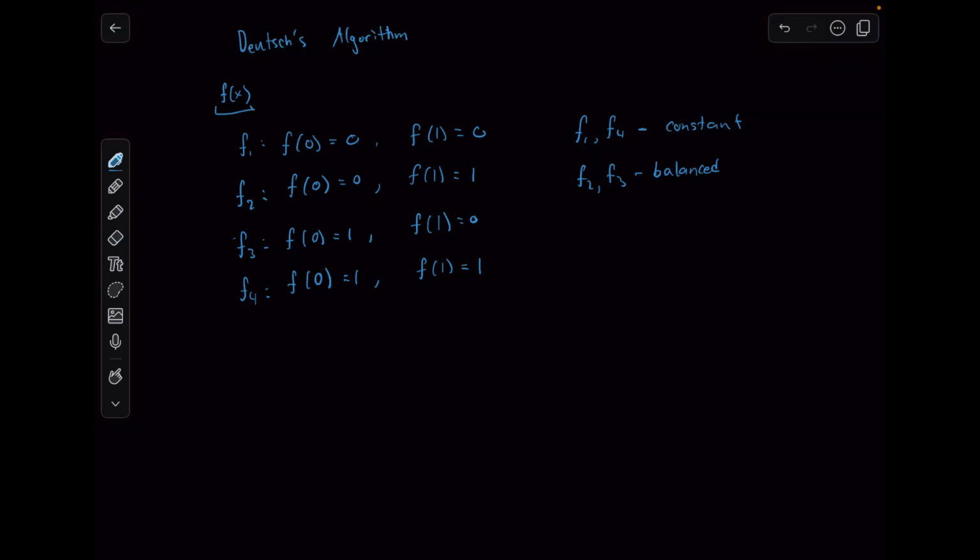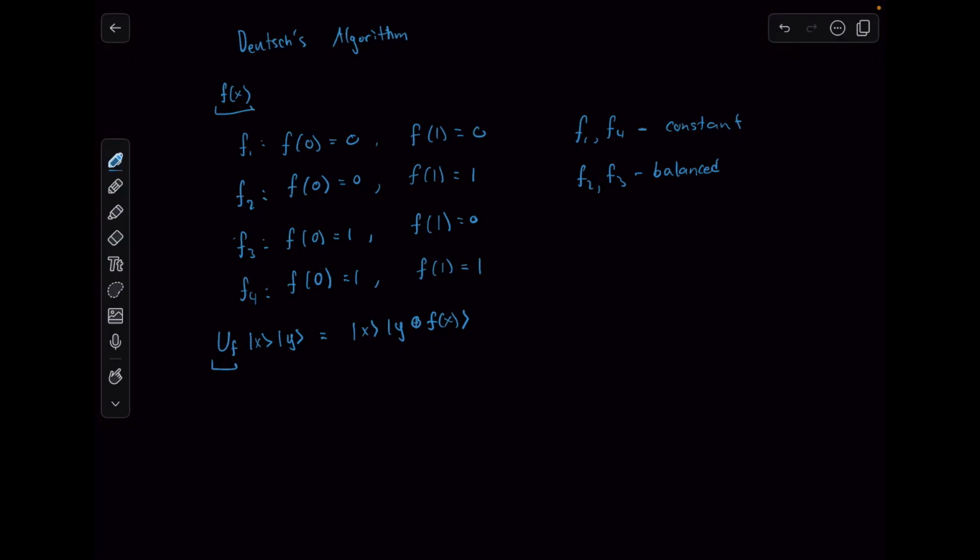So Deutsch's problem asks, given access to some unitary, some oracle that's going to implement f of x for us in the standard way, where we have our input and output register, and applying U_f is going to give us this state right here. Deutsch's algorithm asks, how many times do we need to execute U_f to determine whether it's constant or balanced?